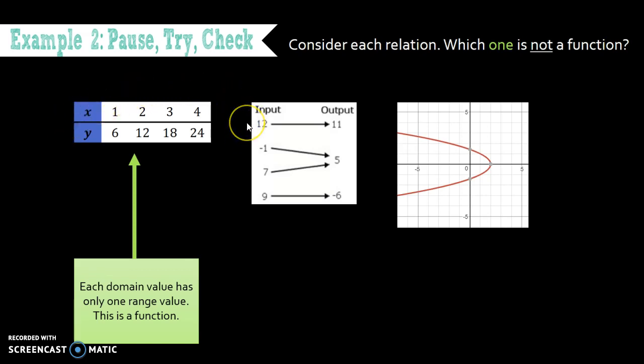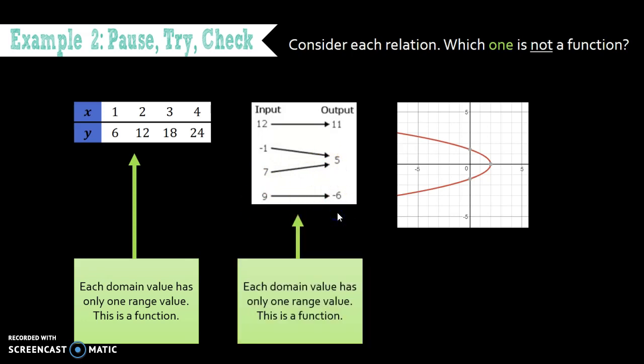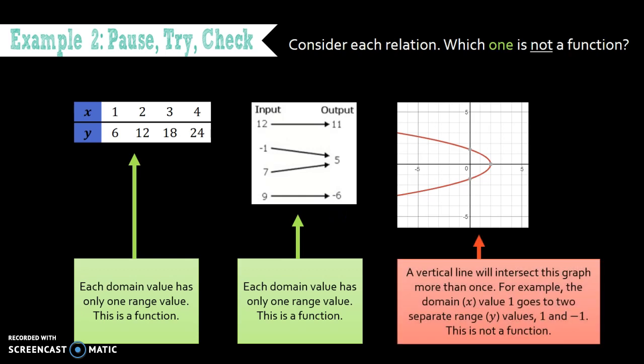Take a look at the second one, the map. Your input 12 goes to 11, -1 goes to 5, 7 goes to 5, and 9 goes to -6. Again, you do not have any of your inputs repeating, and they're only going to one location, so this is a function. If you were to look at the third one and draw a straight up and down line, I could put a vertical line right here at -5, and I'm going to be hitting my graph in 2 locations. I could test over here at +1, and I'm hitting my graph in 2 different locations still. That makes this not a function.